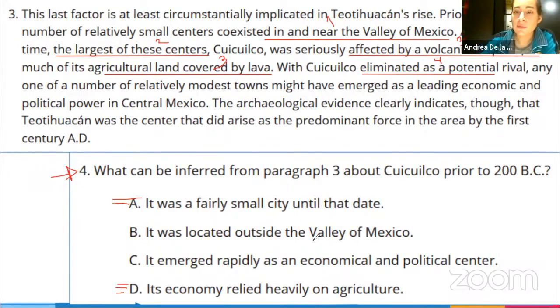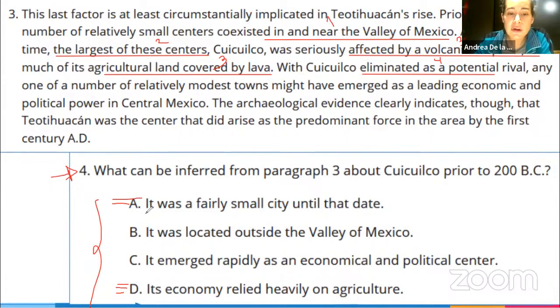Now that we have the information, we go to the options and we review the options and go one by one, seeing which one makes more sense. And remember, if you choose an option in an inference question, you need to be able to explain why. You need to be able to point out a part in the paragraph as evidence for what you're saying.